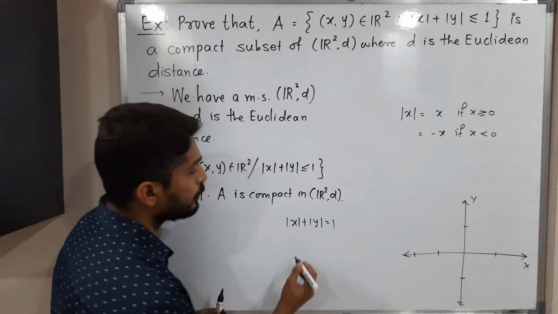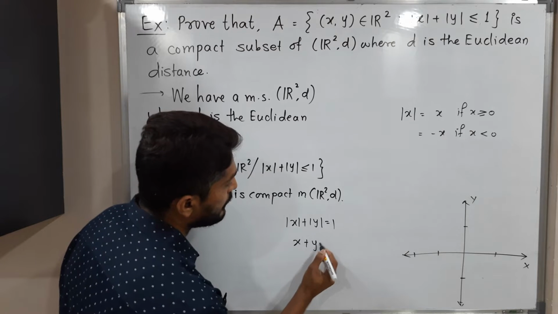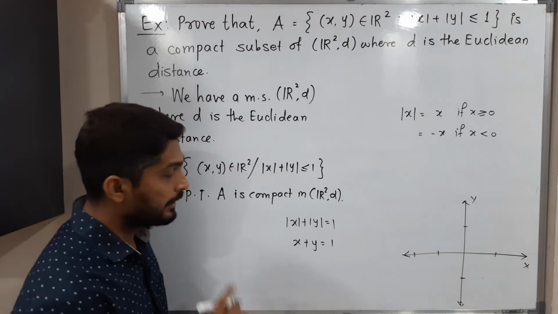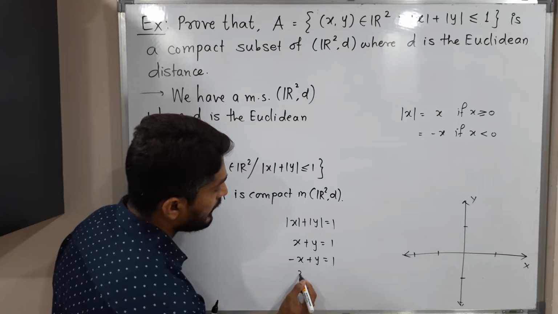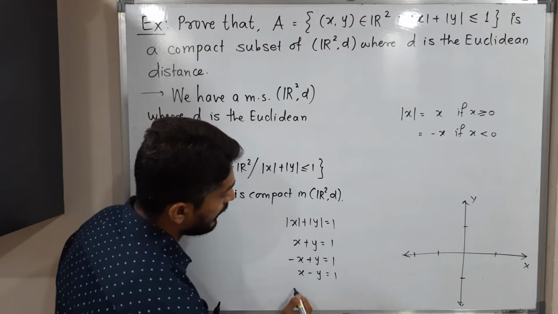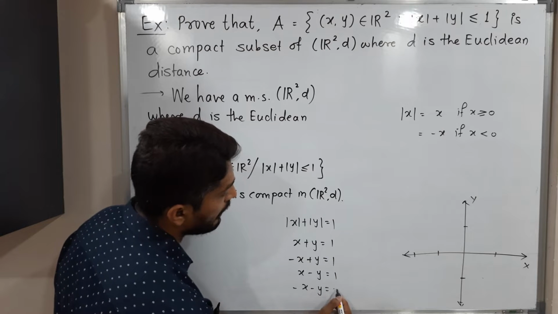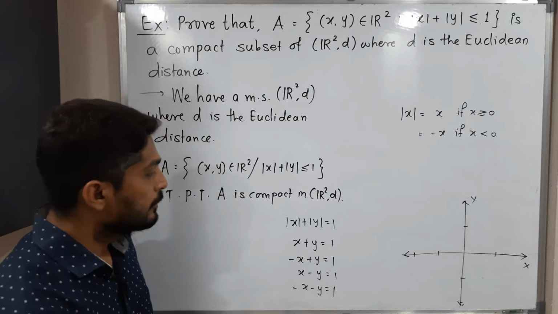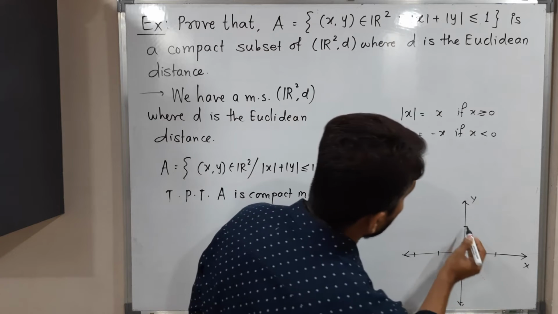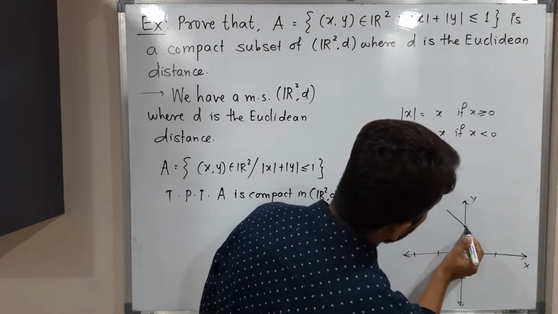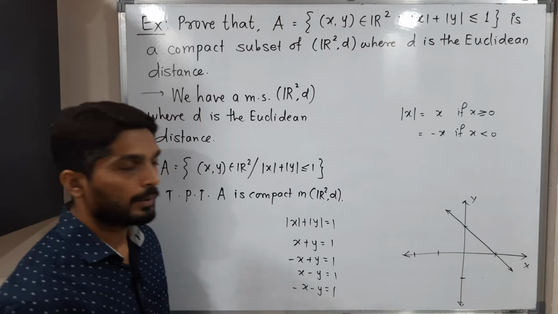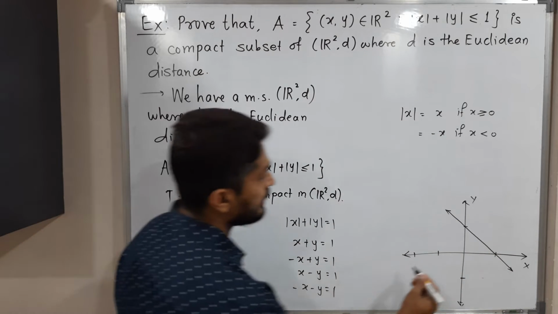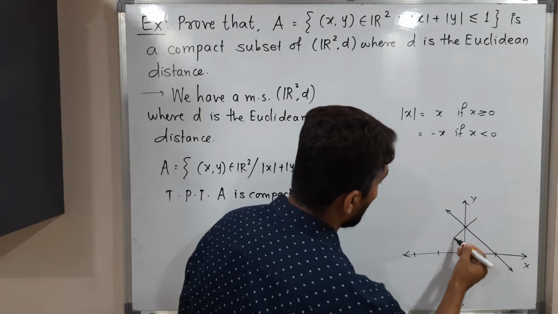If x and y both are positive, then we have x + y = 1. If x is negative and y positive, then we have this line. X positive, y negative, and the last case is both of them negative. So x + y = 1 is a line which passes through these 2 points, (1, 0) and (0, 1). Similarly, for the remaining 3 equations, we will have lines like this.